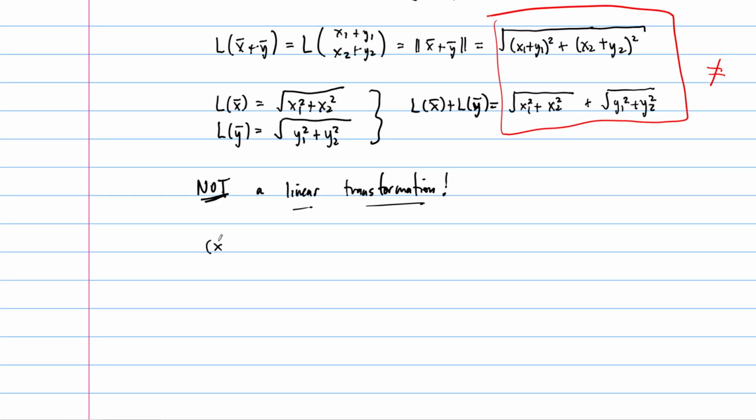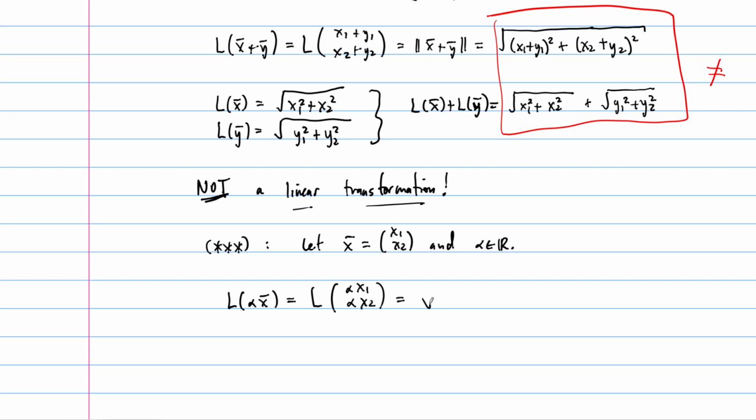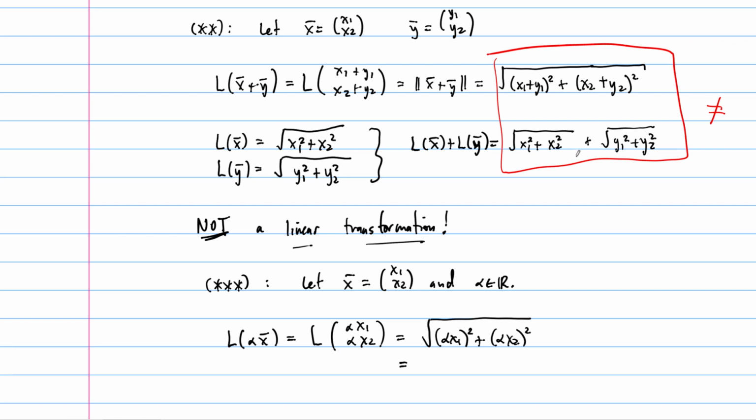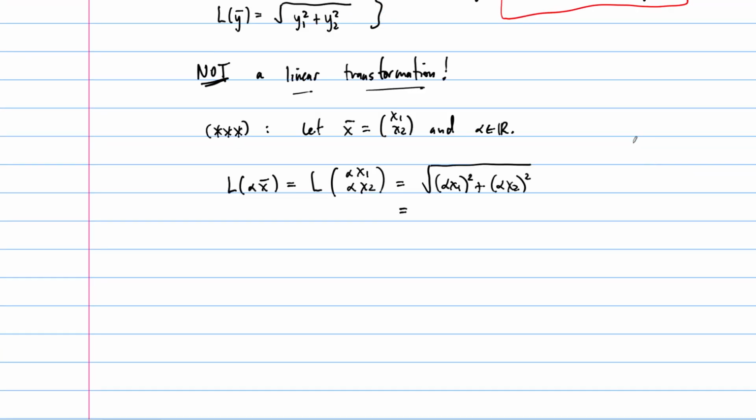All right, let's check 3 star though. This is the one where we want to let x be a vector in R2 and alpha just be a real number. All right, let's try it. So L of alpha x is going to be L of alpha x1, alpha x2. So this is going to be the square root of (alpha x1) squared plus (alpha x2) squared, all added up, square rooted. And at this point, we can actually do the algebra that I referred to up here, but on that one, we just did a comparison. So on our current one, the scalar multiplication, look what we can do.